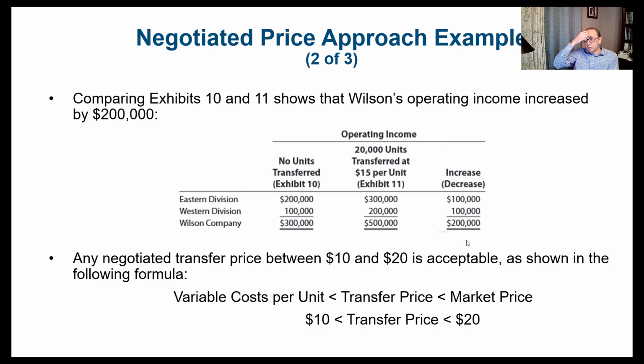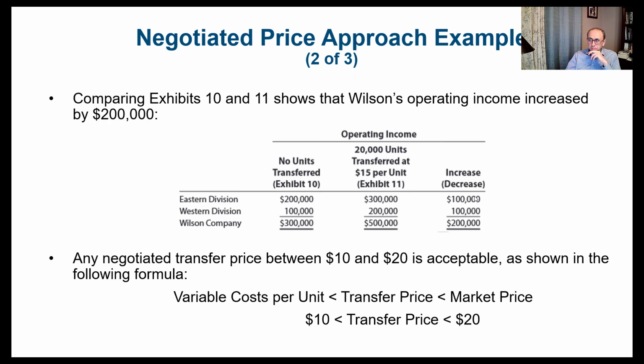So any negotiated price between $10 and $20 would be acceptable. Remember, $10 is the variable cost and $20 is the market price. And believe it or not, any transfer price between these two values would lead to $200,000. So as long as they reach a transfer price that's between these two values, the total for the company is going to increase by 200,000. I mean, the operating income for the company is going to increase by 200,000.